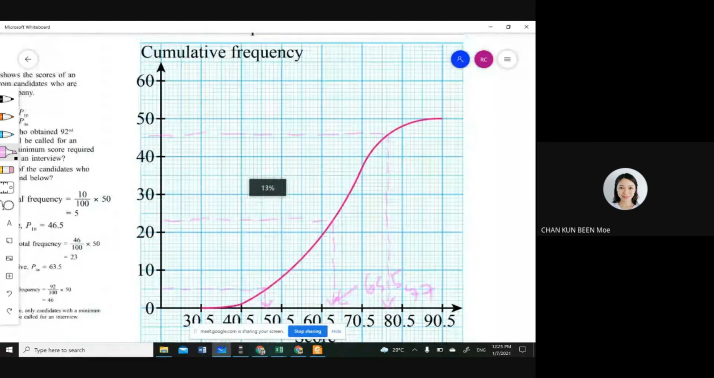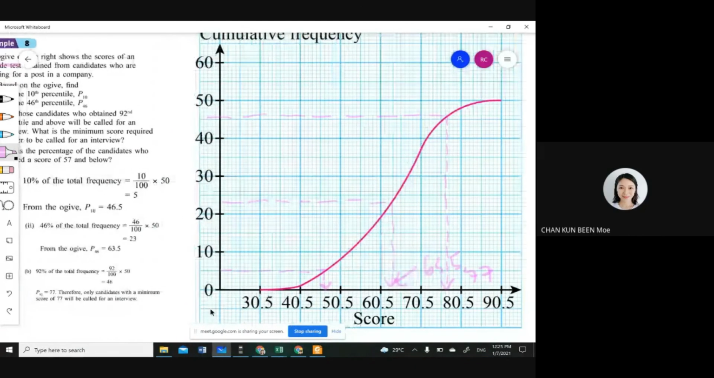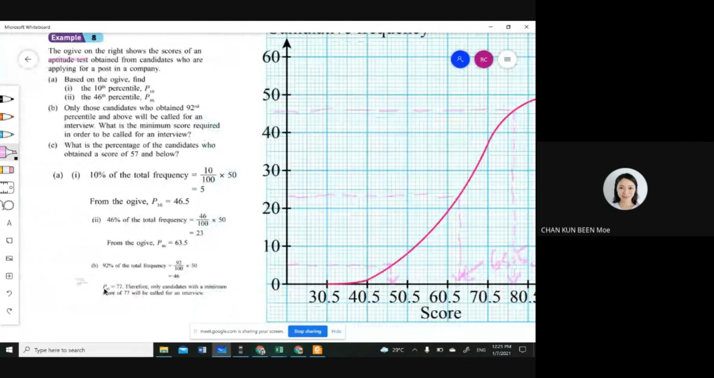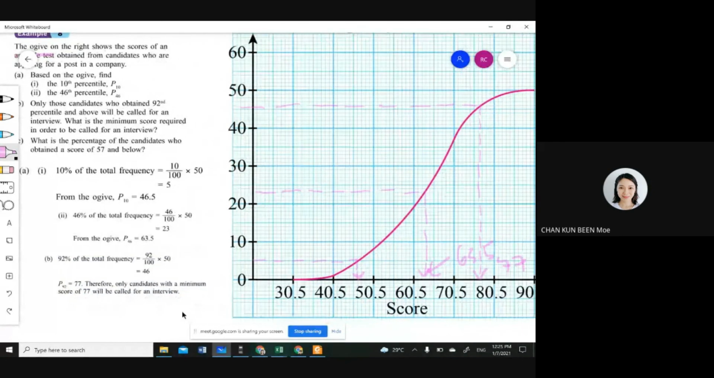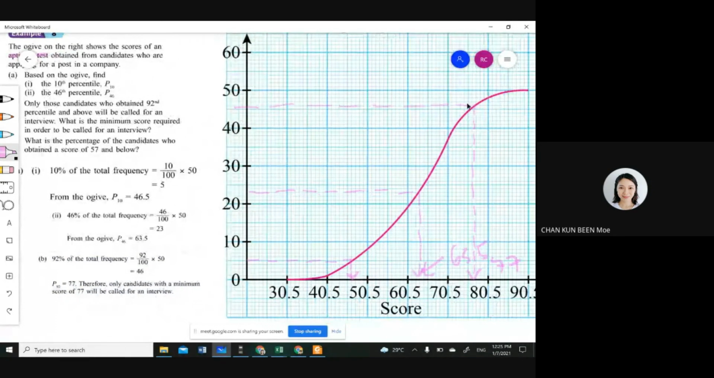Okay, class? Okay. So for the 92nd percentile, you can see here, the candidates with a minimum score of 77 will be called for an interview. Meaning those candidates who get less than 77 won't be called for the interview. Okay, so we continue with the last question.